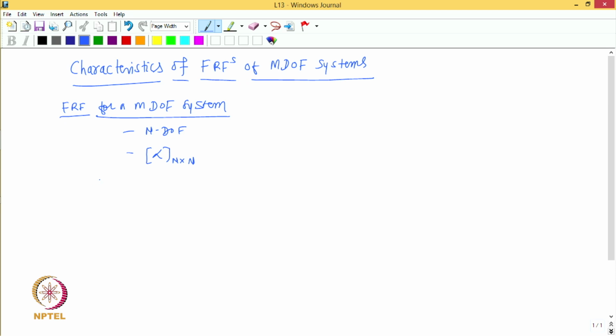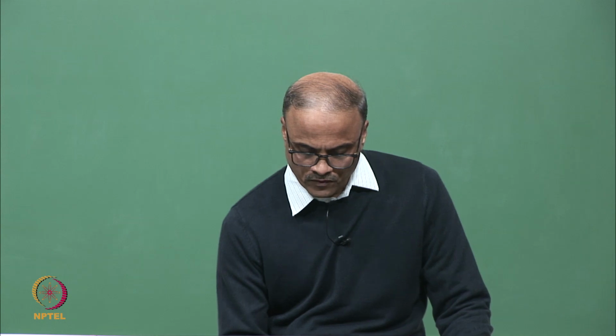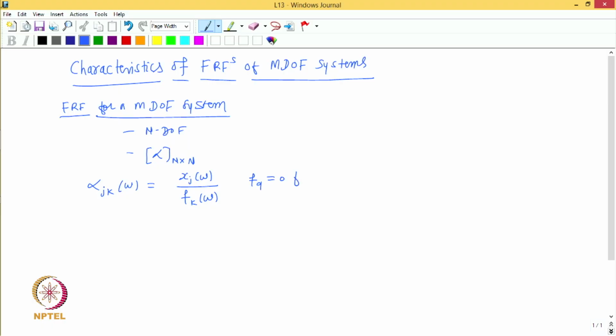So let us define a particular FRF, receptance FRF alpha jk. Alpha jk is nothing but the ratio of the displacement amplitude, okay, at j degree of freedom in the frequency domain and the force amplitude at the k degree of freedom in the frequency domain. So we can write this as xj omega divided by fk omega, and no forces being applied at the rest of the degrees of freedom. So fq is equal to 0 for all q except q is equal to k. So except k degree of freedom, no force is applied at the remaining degrees of freedom, and the force being applied is a harmonic force.